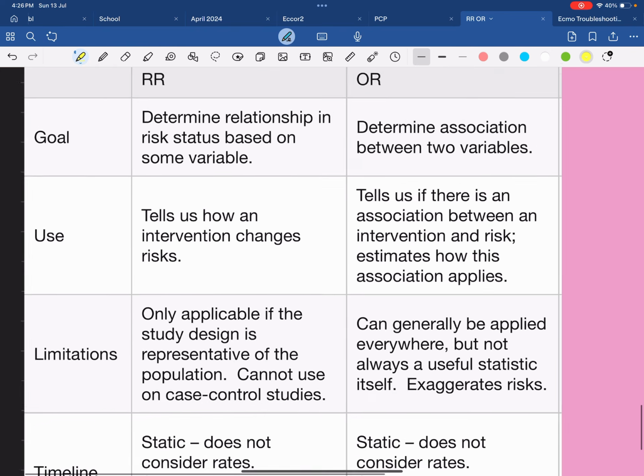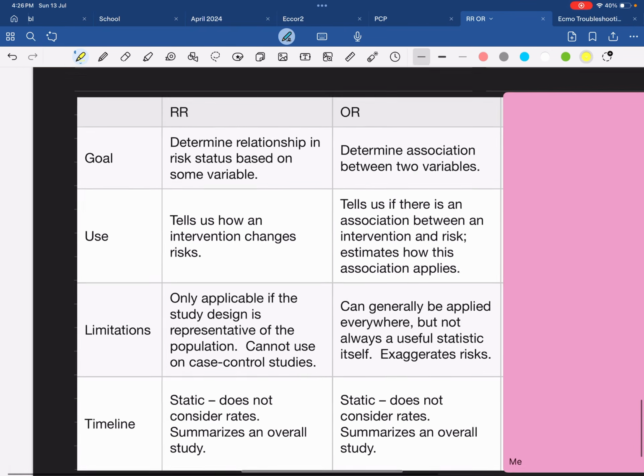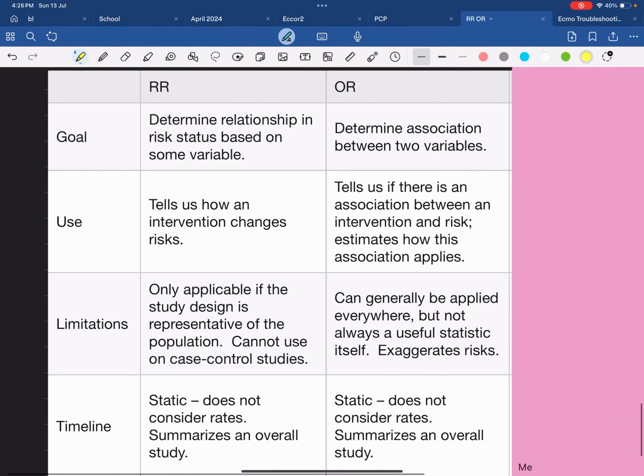So if somebody is asking you to write the differences, these are all the differences. These are points that we have already discussed. It's just that it is easier if it is in a table format for you. So you can take a screenshot of this. That's it about your OR and your RR. Hope you have understood the concepts between these two.